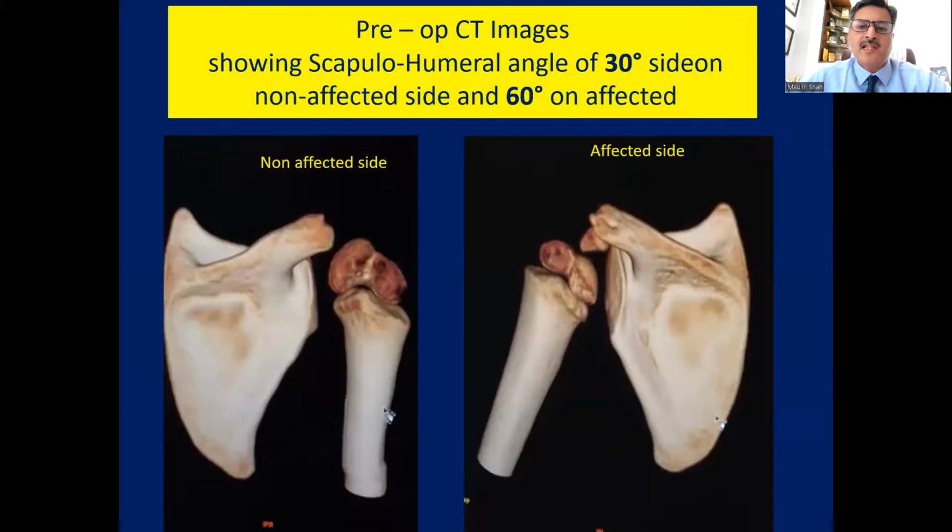These are the pre-operative CT scans, and you can see the scapulohumeral angle. On the non-affected side, if you draw this angle from the lateral border of the scapula and the medial border of the humerus, it is 30 degrees. On the affected side, it is 60 degrees. This shows the amount of abduction contracture. There are other ways of measuring abduction contracture, but this is a simplistic way.